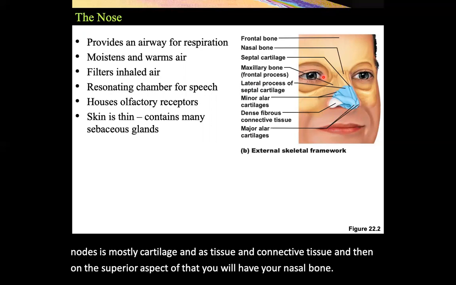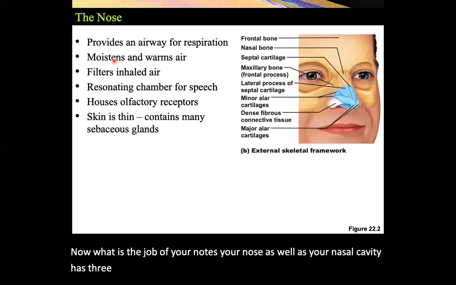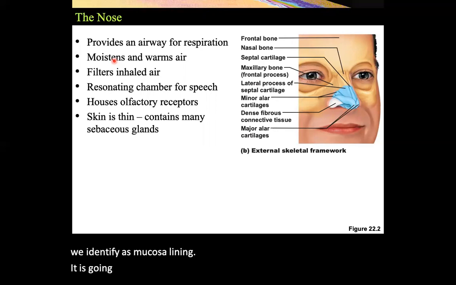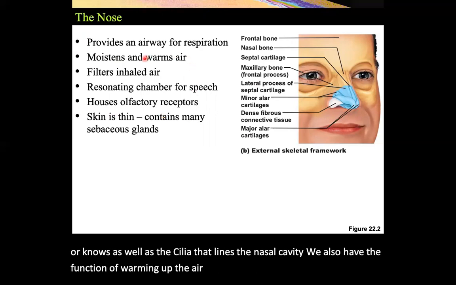Now, what is the job of your nose? Your nose, as well as your nasal cavity, has three functions. It is responsible for moistening the air using what we identify as the mucosa lining. It is going to filter the air using the hair that lines the nose, as well as the cilia that line the nasal cavity. We also have the function of warming up the air, which is done by, again, the mucosa and submucosa lining, rich in blood vessels.